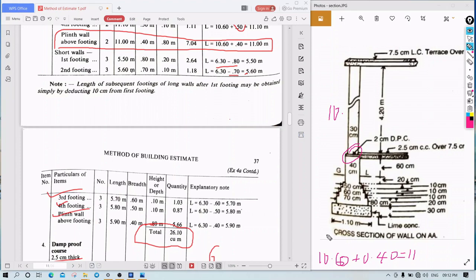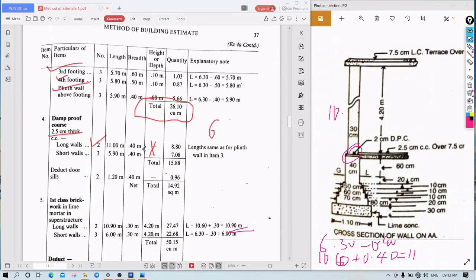And for short wall also, what is it? 6.30 minus 0.40. We are getting 5.90. Okay. Same length we are getting for long walls, that is 11. Breadth is 0.40 as I told you. Multiply them, you will get it, and this is a meter square item, don't forget that. Okay, so short walls is 5.90 into 0.40, so multiply, then you will get the total quantity for the damp proof course.